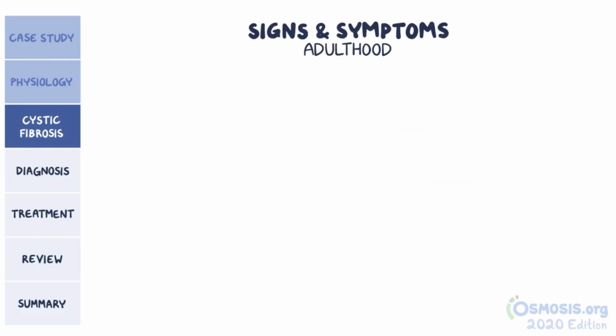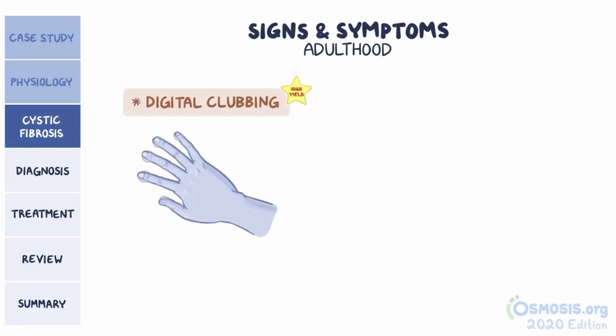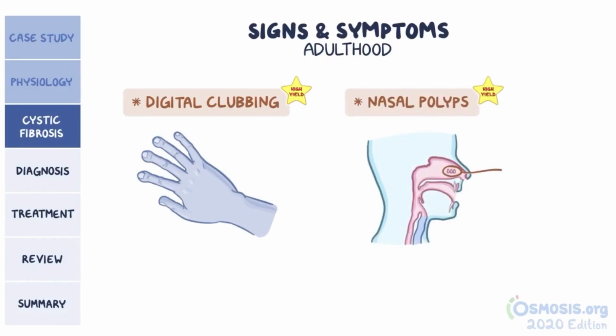Although the fertility issues might be the only signs of cystic fibrosis in adults, individuals can also develop digital clubbing, which describes how the fingernails begin to spoon around the fingertips, and nasal polyps, which are mucosal epithelial growths in the nose.